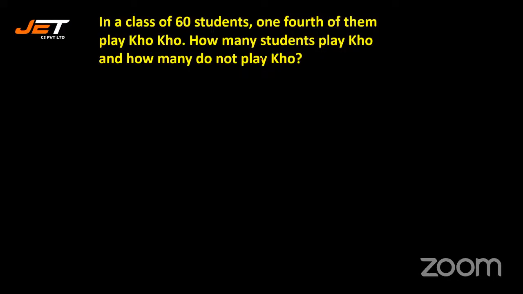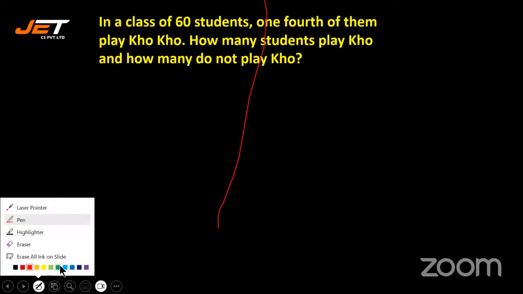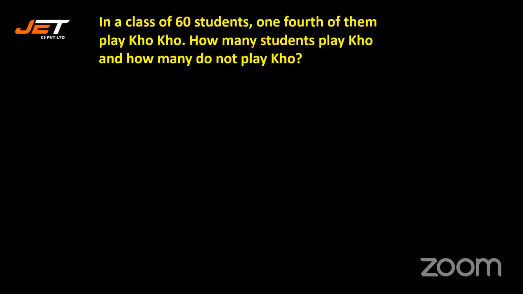Great. Let's go to the next part. Next question. In a class of 60 students, 1/4 of them play Kho-Kho. How many students play Kho-Kho and how many do not play it? So there are only two conditions. Either they play or they don't play. It's given that 1/4 of them play Kho-Kho. So next is how many of them do not. So find the ones who play and then subtract from the total.